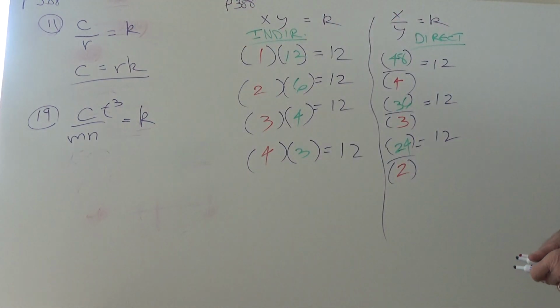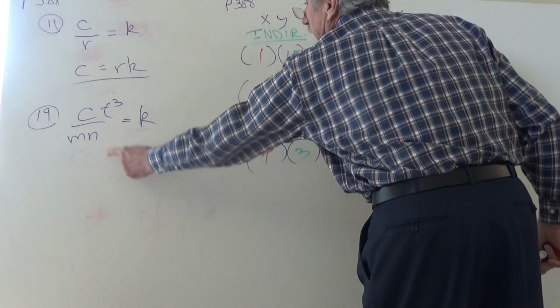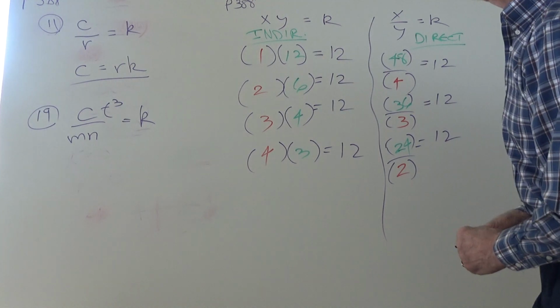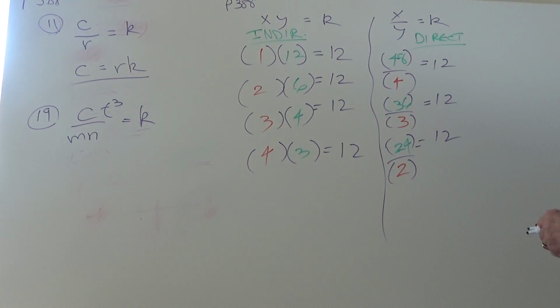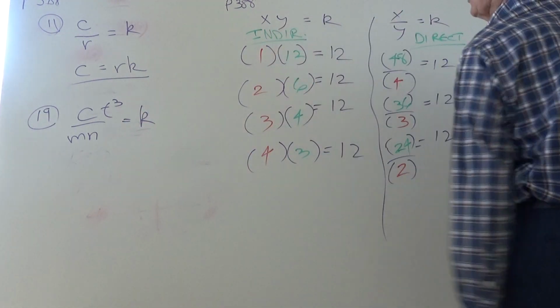So we're talking about c varying jointly, or in this case directly, as m and n. That's c divided by mn. And also inversely, or indirectly, as t cubed. Then we use the t cubed in the numerator, the same as the xy equals k.